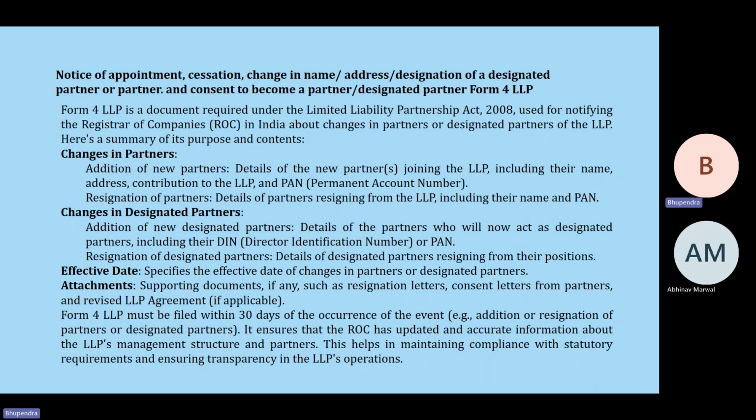Effective date. It specifies the effective date of changes in the partners or the designated partners. Now, what are the attachments that need to be attached while filing the Form 4? Supporting documents, if any, such as resignation letters, consent letters from the partners, and revised LLP agreement if applicable.